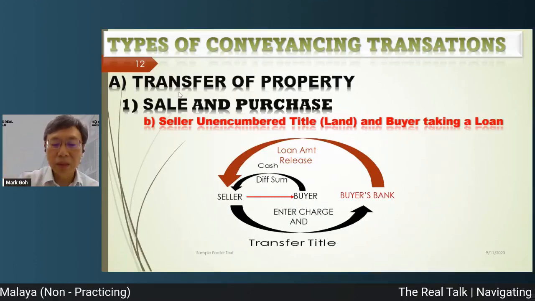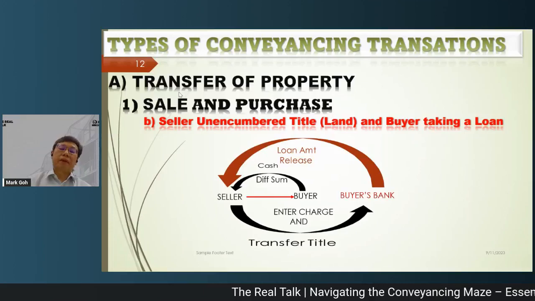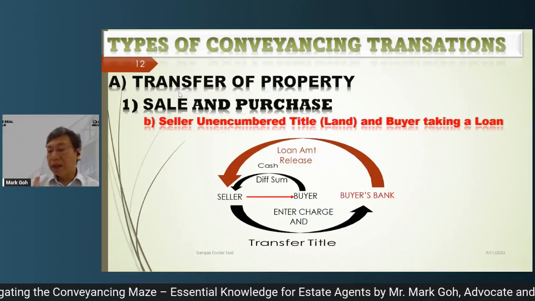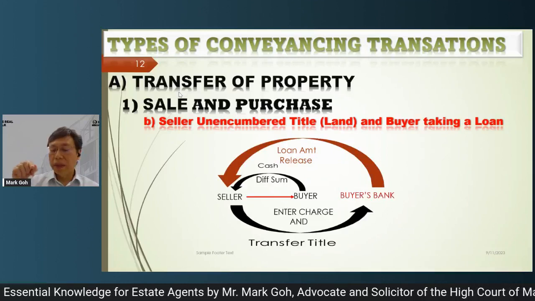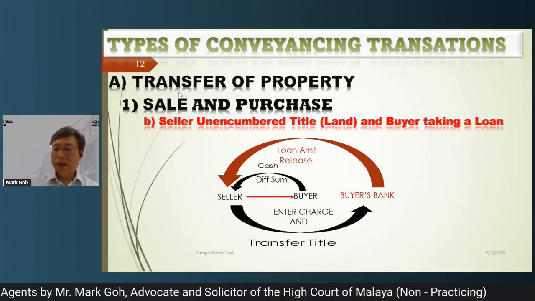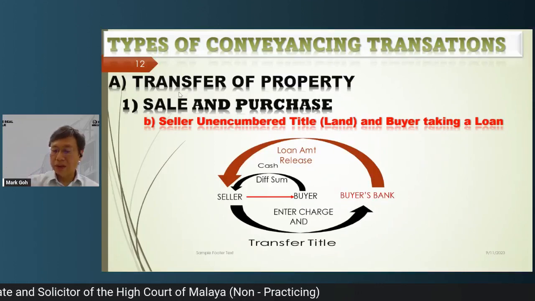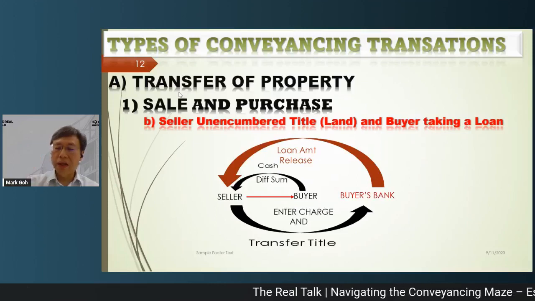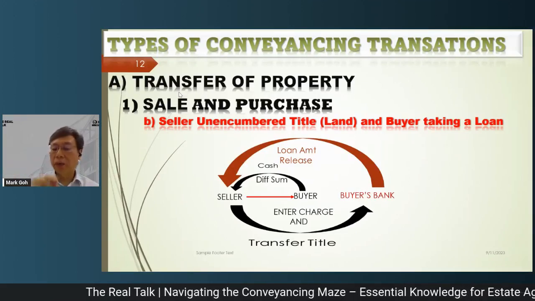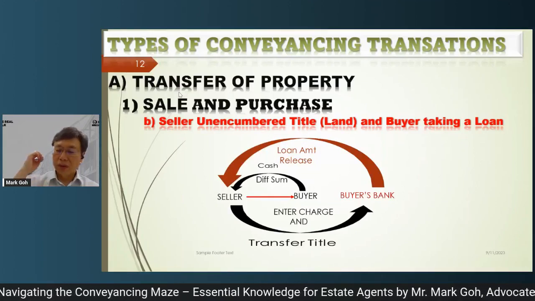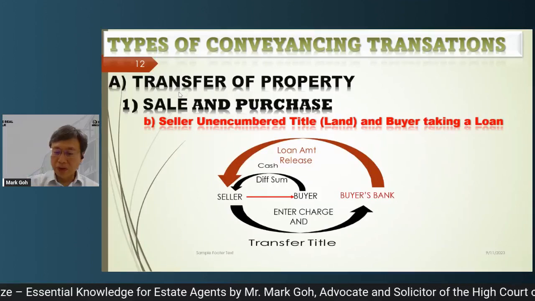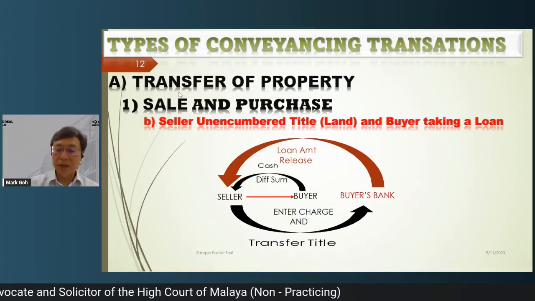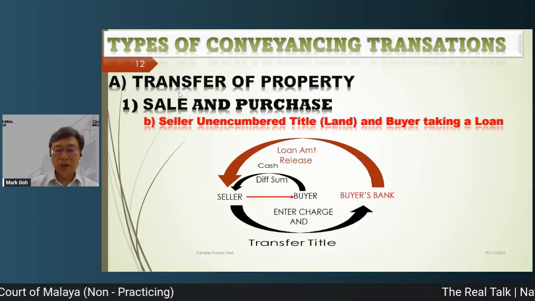Notice it doesn't go to the buyer. Where does it go to? It goes to the buyer's bank. Right? He will deposit the title with the buyer's bank. The buyer's bank will then, what will the buyer's bank do? Present the title, the charge, the withdrawal of private caveat into the land office, then the buyer will keep. So at the end of the day, what is the title going to show? Property transferred to the buyer, simultaneously charge entered by the buyer's bank at the same time, on the same date. Okay, so this is what's going to happen.